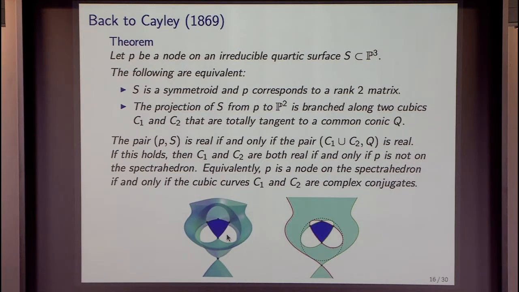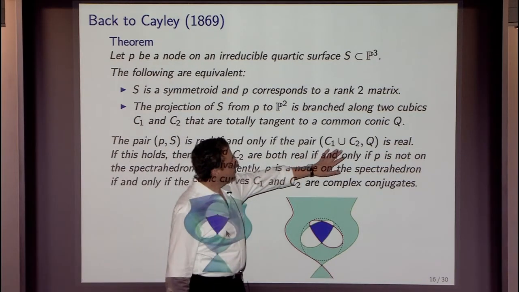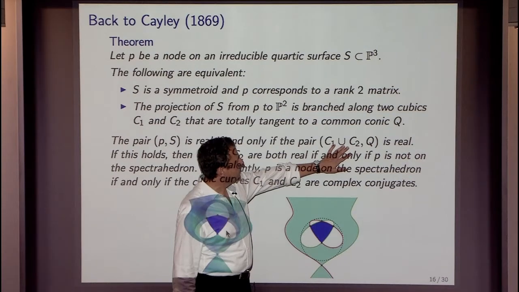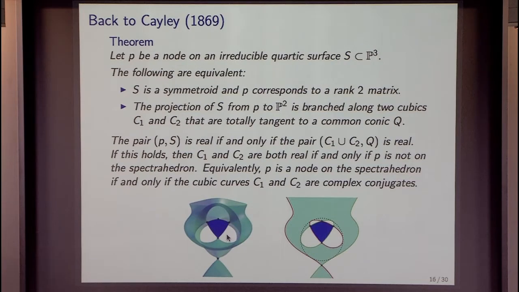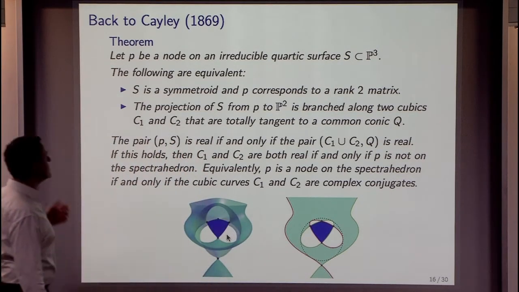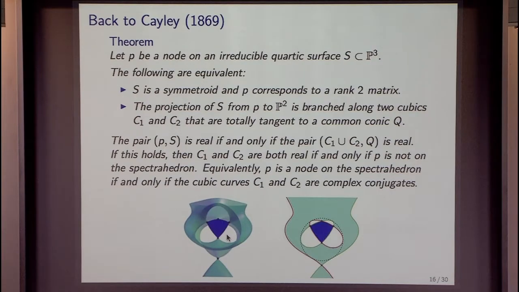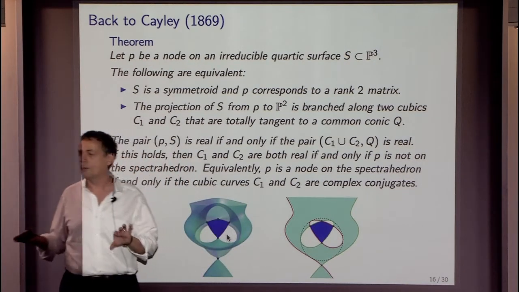So over the real numbers, the pair P comma S is a real pair, meaning the surface is defined over the real numbers and the point has real coordinates, if and only if the reducible curve of degree 6, C1 union C2, together with the conic, is a real pair. And there are 2 cases. Either the 2 cubic curves C1 and C2 are both real, as in this picture, then P is not on the spectrahedron. It's maybe in Kaya's position. Possibility 2: P is on the spectrahedron. In this case, the 2 cubic curves are a complex conjugate pair.